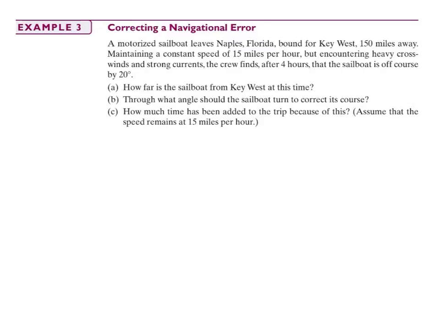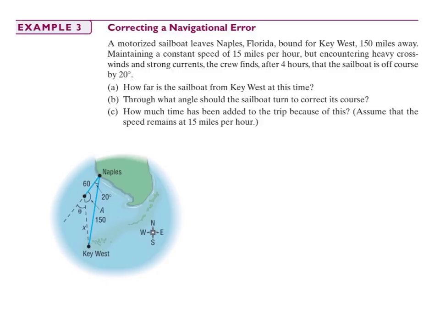And also, for the third question, how much time has been added to the trip because of this? Assume the speed remains at 15 miles per hour. Let me put up a diagram of what this would look like. Alright, and here's a diagram of what it would look like. It wants to know how far the sailboat, which is currently right here in the diagram, is from Key West.